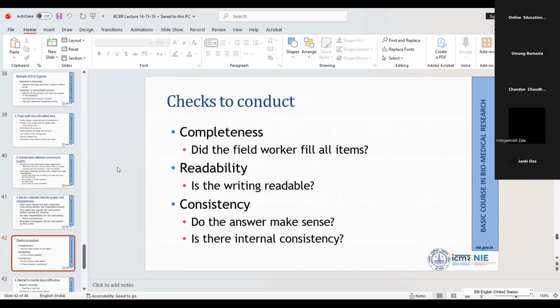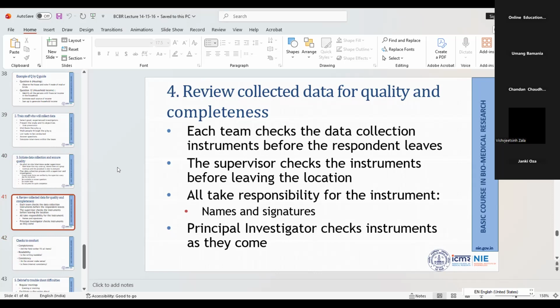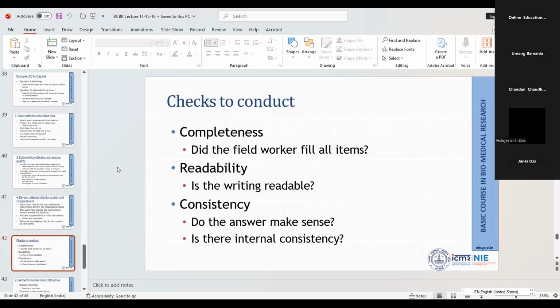Now, what to check in data collection quality and completeness. The first is completeness. Did the field worker fill in all the items in the data collection tool? Then readability. Sometimes the answer is not marked because it is not readable. So is the writing readable? That we have to check. Then consistency. Do the answers make any sense? That the investigator will check. Is there any internal consistency?